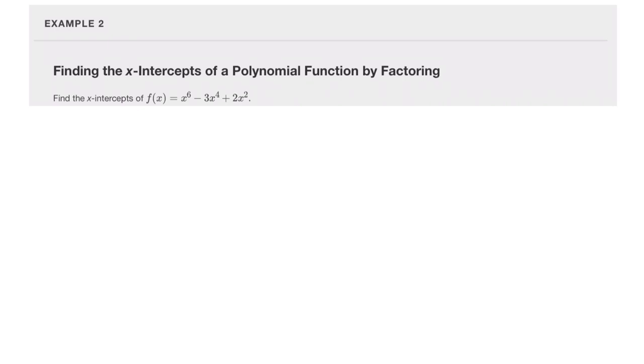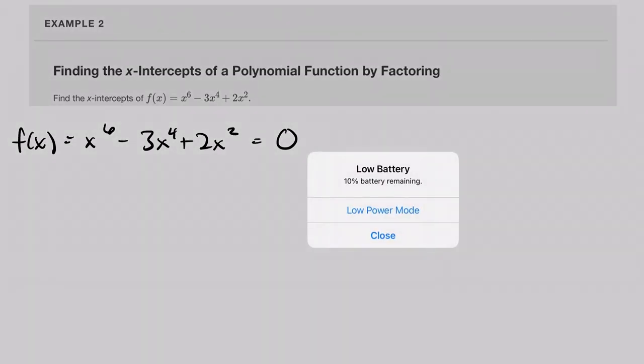For this, we have to set the function equal to 0. Let's get a copy of the original. So we have f of x equals x to the 6 minus 3x to the 4 plus 2x squared. If we want the x-intercept, we set the function equal to 0 and solve. So now it looks like we do have a GCF, a greatest common factor.